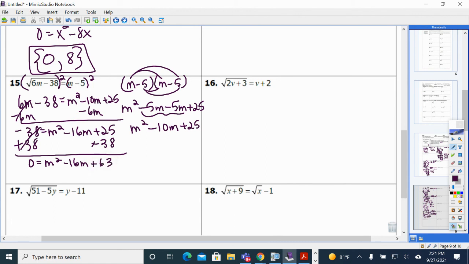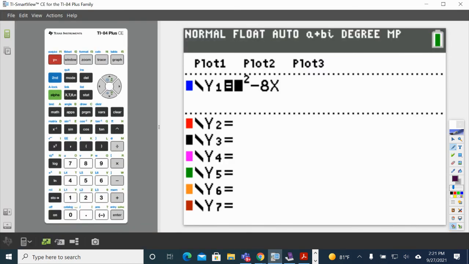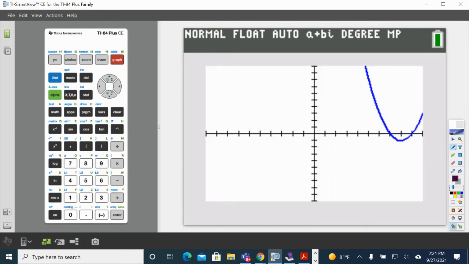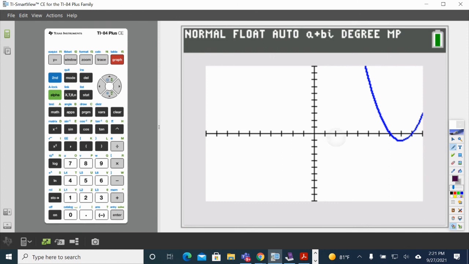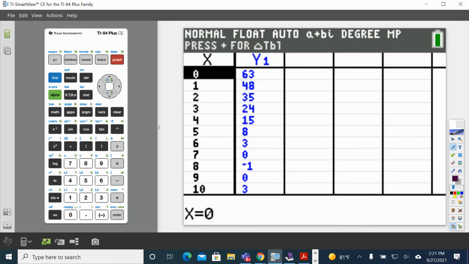So then we need to plug that into our y equals. We can't use the m though. Just use your x squared minus 16x plus 63. I forgot the x. And then we're going to graph. It hits the x-axis at 7 and 9. So 7 and 9, sure enough, there's the zeros at the 7 and the 9.